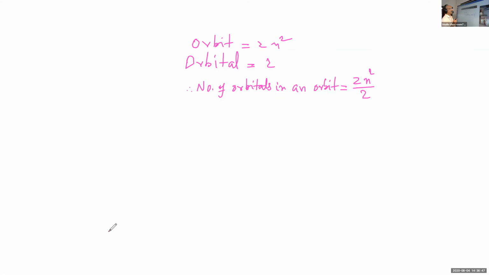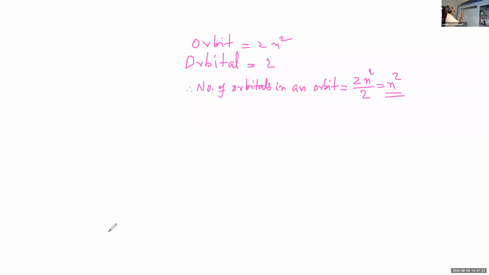So you divide the total number of electrons in a shell by the maximum number of electrons in an orbital, 2. So 2n square is divided by 2. That will give you n square. N square is the number of orbitals possible, where n is the number of the orbit or the principal quantum number.